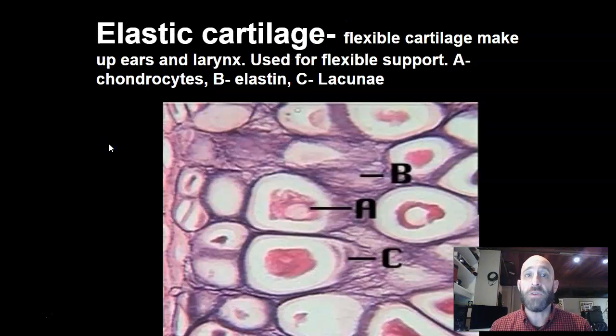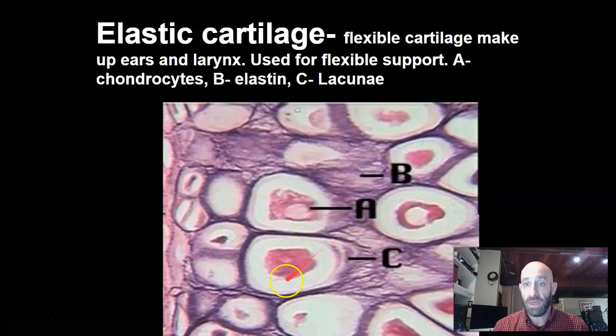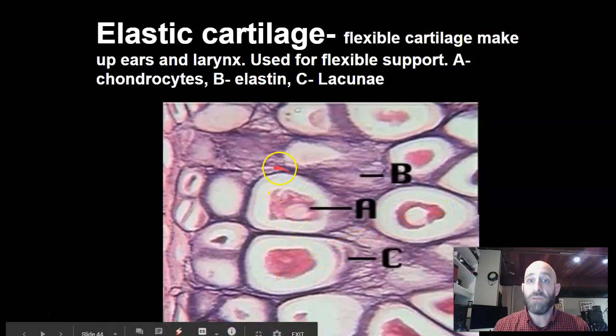And then the third type of cartilage is called elastic cartilage. It is also made up of chondrocytes. So anything that says cartilage, the cell is going to be a chondrocyte. And if you take a look at this image here, you can see it looks pretty similar. You have your cell here. The nucleus is going to be what's labeled A, and then you have your lacunae, right?